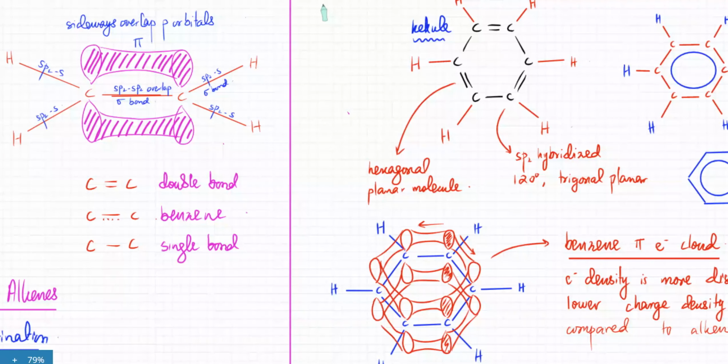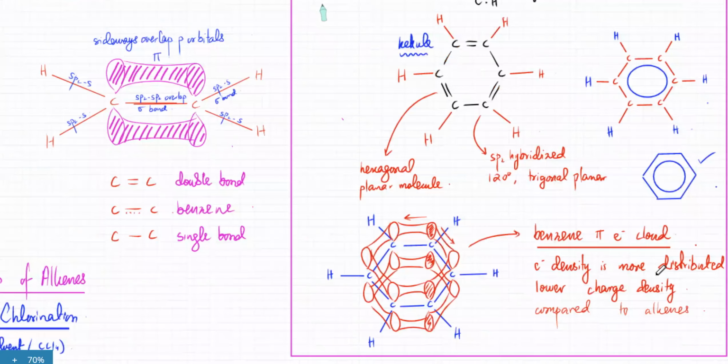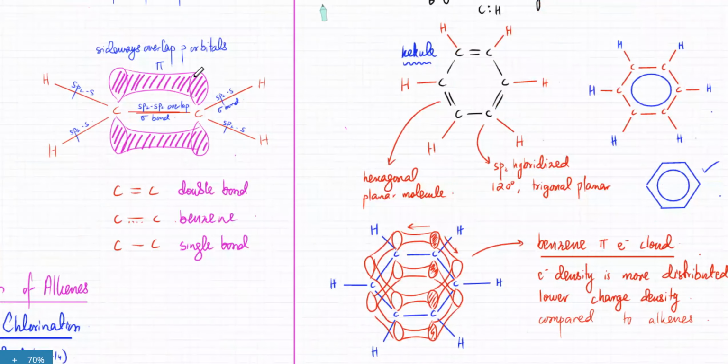Yes, sir. So remember alkenes, that's what you did in your AS, and that's benzene. The only difference is this p orbital over here overlaps on the left side, but it also overlaps on the right side. So the electron is very distributed and the electron density is lesser. So that's the only difference between alkenes and benzene: high electron density, low electron density. And because of that difference, benzenes have slightly different reactions compared to alkenes.